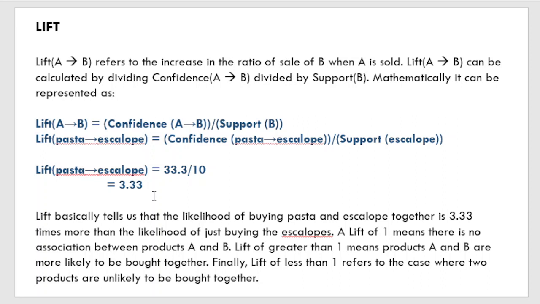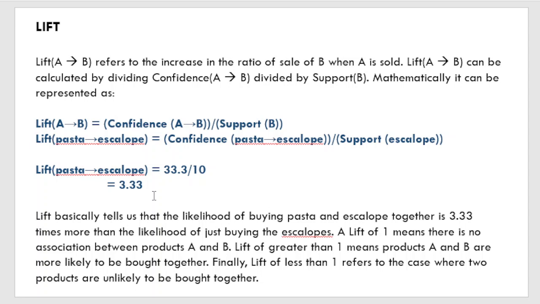Then the third and probably the most important out of the three is lift. Lift A and B refers to the increase in the ratio of sale of B when A is sold. So it basically tells us that the likelihood of buying pasta and escalope together is 3.33 times more likely than the likelihood of just buying the escalopes alone.